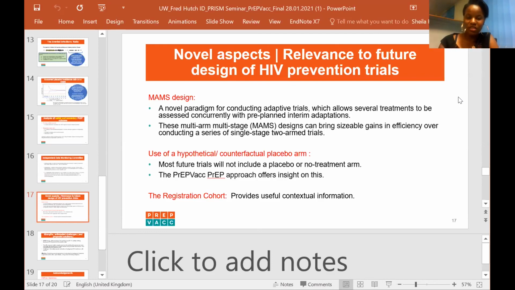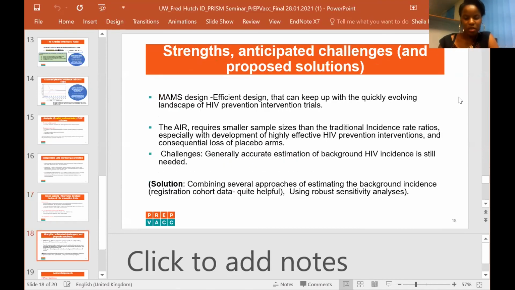And then also we're using this registration cohort running before the trial and also continuing as the trial progresses. And it provides useful contextual information. It provides information on how the available interventions in the community to prevent HIV are being used. It gives you a nice, reasonable estimate of the placebo incidence rate, and is actually quite useful to the overall analysis of the trial.